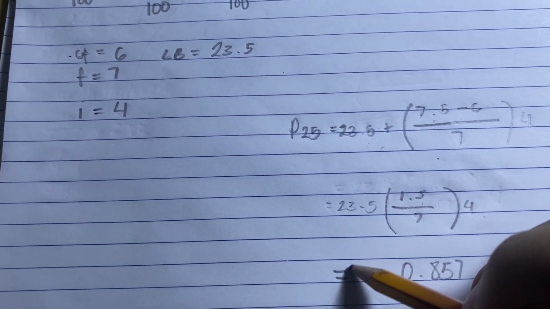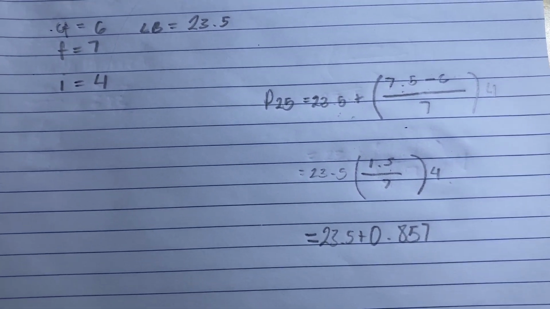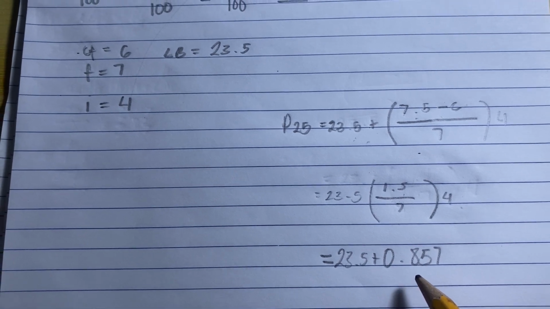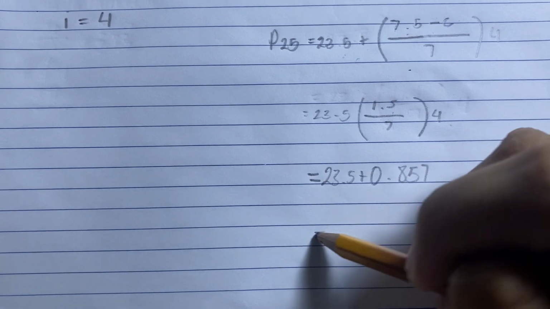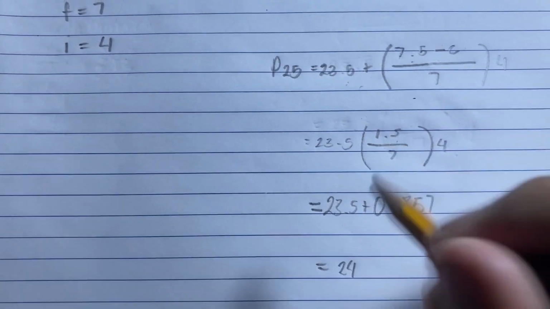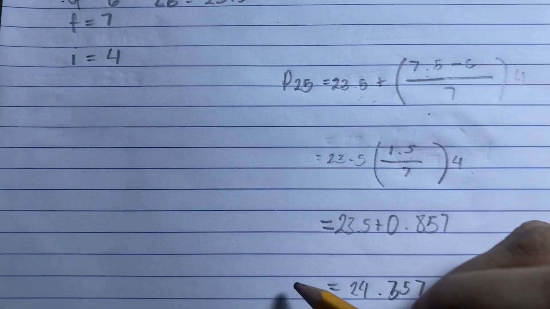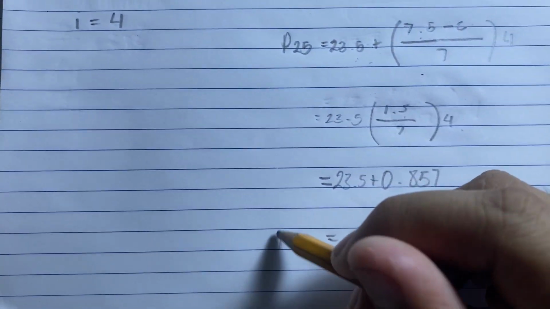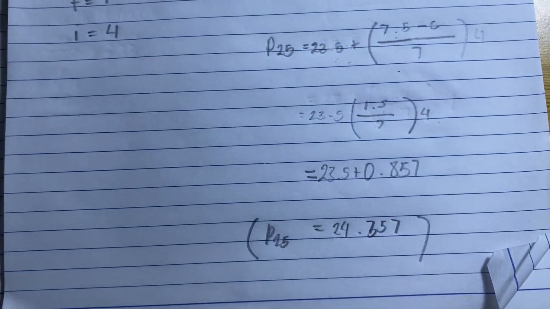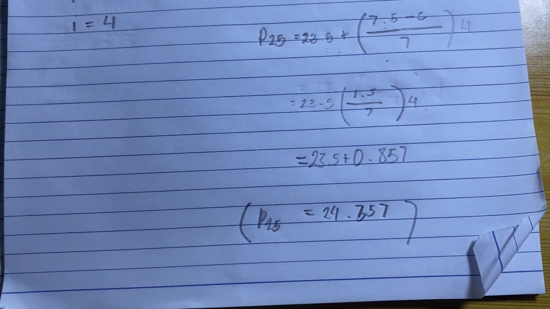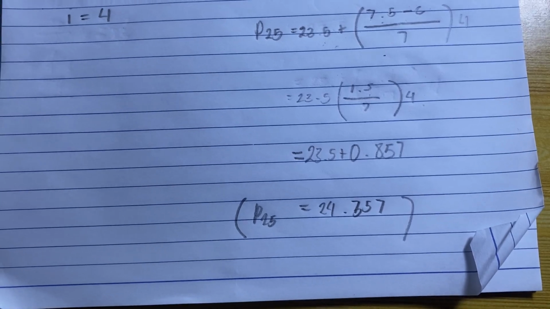So, dadagdag lang natin dito 23.5 plus 0.857. So, 0.857 plus 23.5 is equals to 24.357. So, write down natin yung percentile natin. So, ayan. Ang magiging answer natin, ang 25th percentile natin is equals to 24.357.